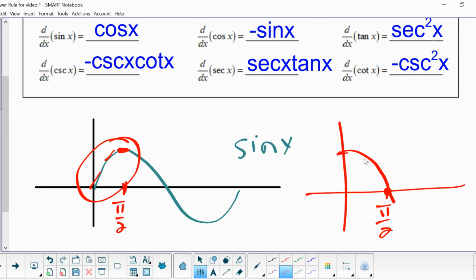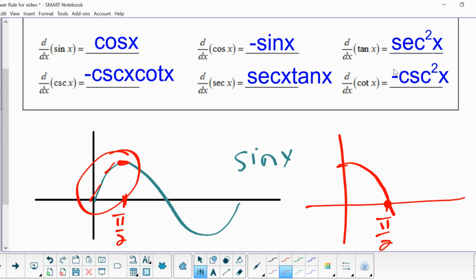And if this doesn't make sense, that's okay. You can just start memorizing these now. And then as we move forward, you'll start to see the connection between the graphs. So again, notice sine, cosine. Cosine is negative sine. Tangent is secant squared, and notice that cotangent is negative cosecant squared. Secant is secant tangent, and cosecant is negative cosecant cotangent.